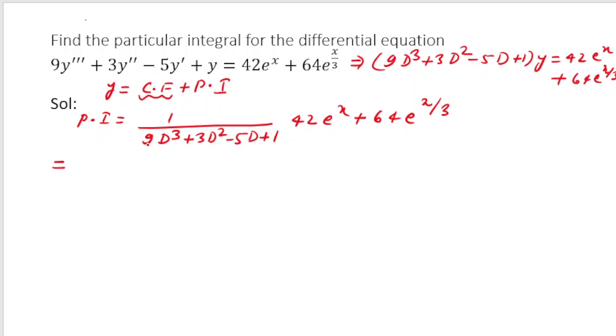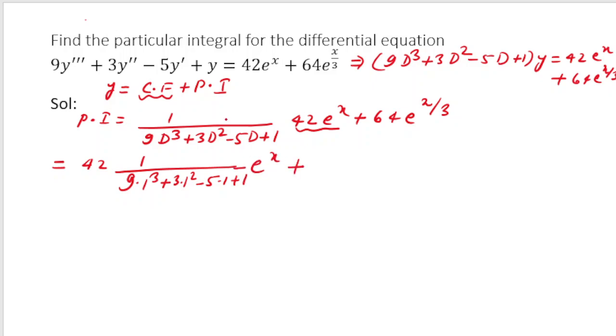So if you operate this operator on this, first of all check whether I can replace D by 1 or not. So if I put D is equal to 1, I will get 9 plus 3, 12, plus 1, 13, minus 5, that is 8. So here there is no problem. We can replace D by 1 if I operate it on this. So I'm writing 42 and 1 by, in place of D I am putting 1, so 9 into 1 cube plus 3 into 1 square minus 5 into 1 plus 1, e to the power x. So I'm done with this part.